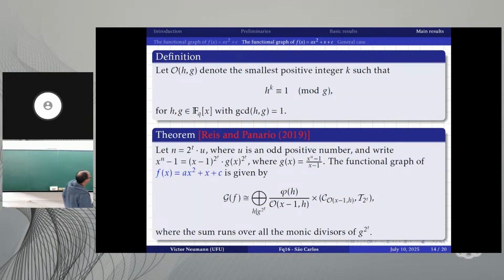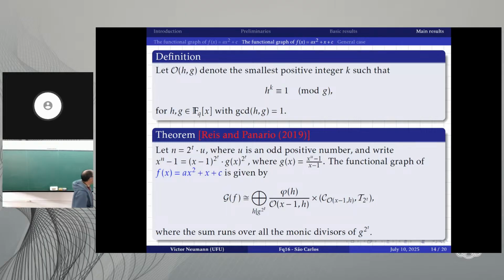Well, the next case is when d is equal to 1. I wanted to show the slide where we did the classification with this idea. But in fact, in this case, when d is equal to 1, the graph of f is homomorphic to the graph of x squared plus x. And x squared plus x is the linearized polynomial of x minus 1.